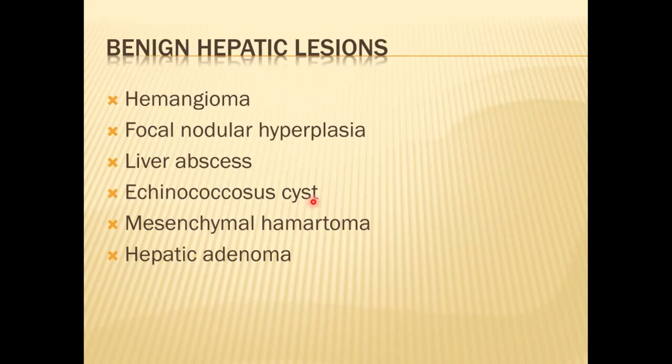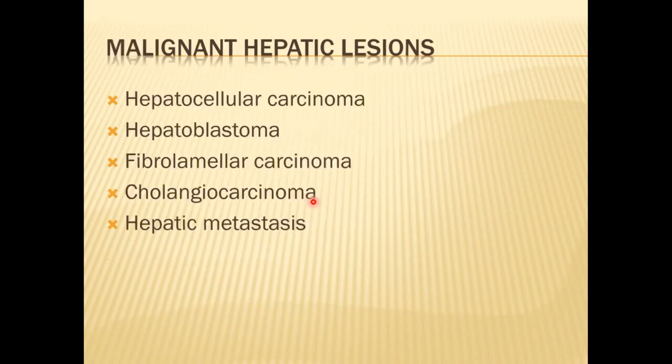These are hemangioma, focal nodular hyperplasia, liver abscess, echinococcus cyst, also known as hydatid cyst, mesenchymal hamartoma, hepatic adenoma. The list of common malignant hepatic lesions is hepatocellular carcinoma, hepatoblastoma, fibrolamellar carcinoma, cholangiocarcinoma, and hepatic metastasis.